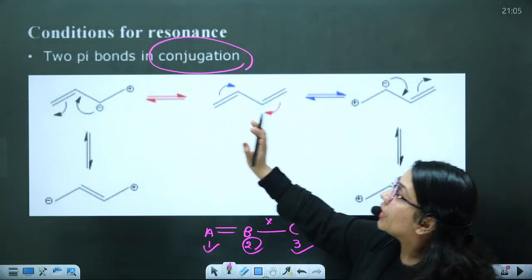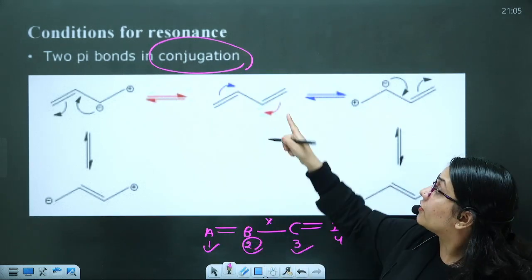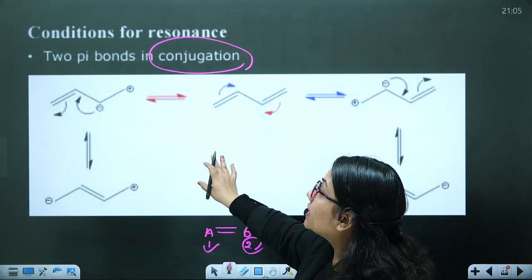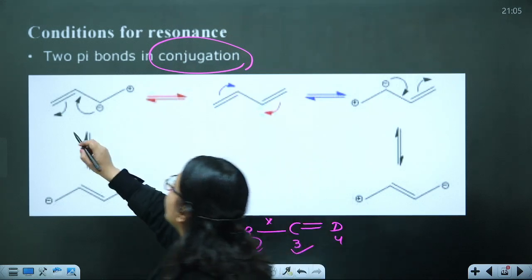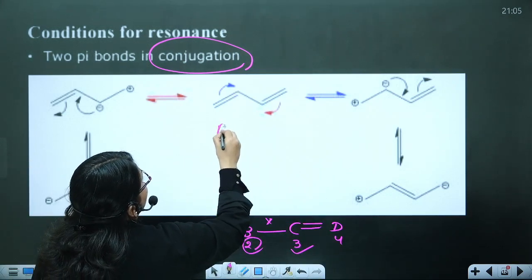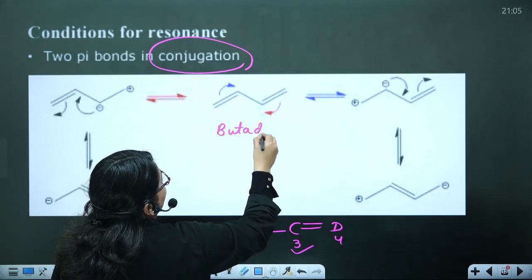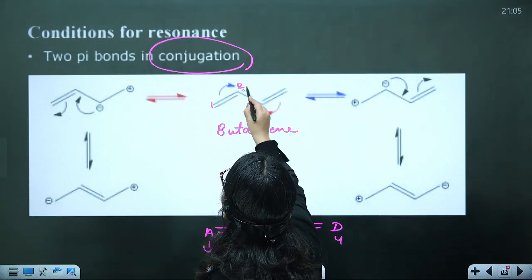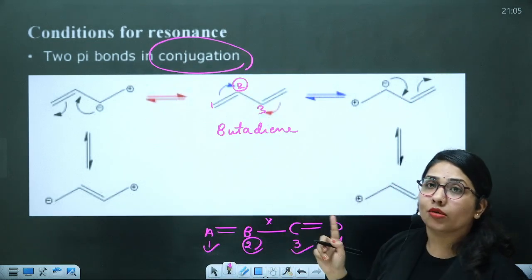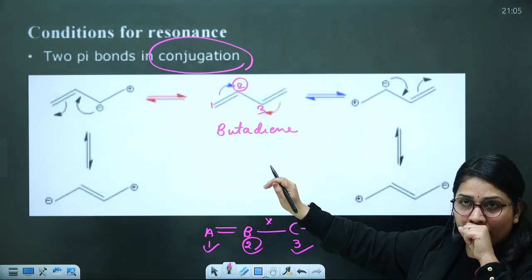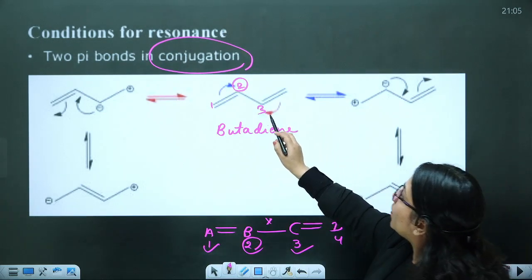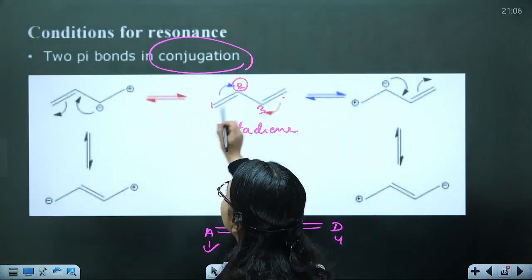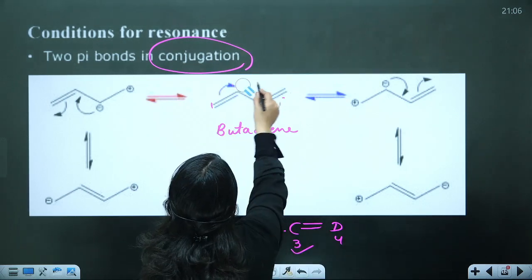Now see here, if 2 pi bonds are present in conjugation in any molecule, then that molecule will show resonance. See here, one example is given. Here you can see this is butadiene. If you number it, leaving 2, the 1 and 3 positions are having double bonds. So in this case, when this double bond moves here, what will happen? Negative charge will come here, positive charge will come here. Let me show you.